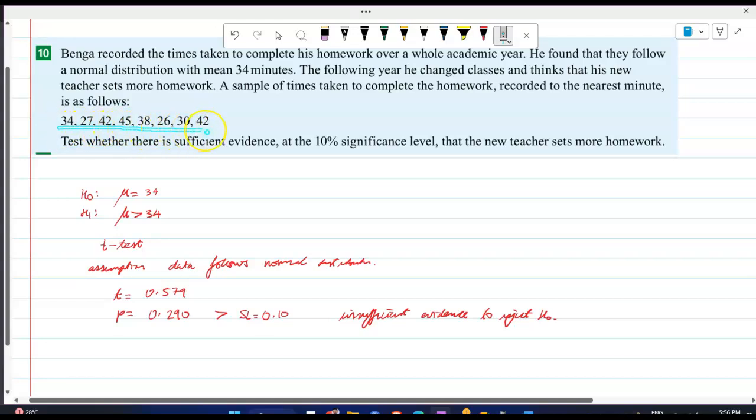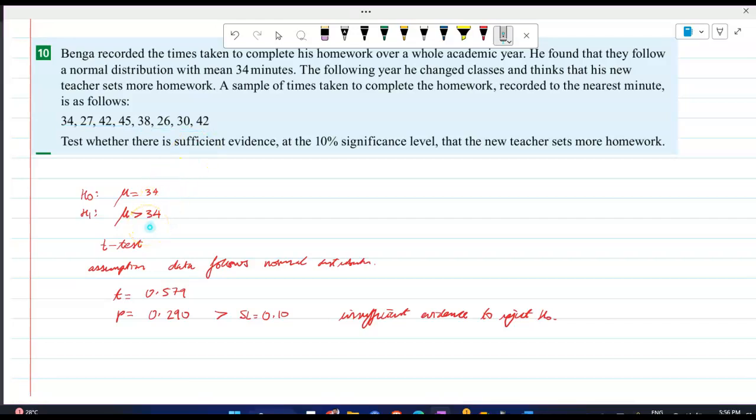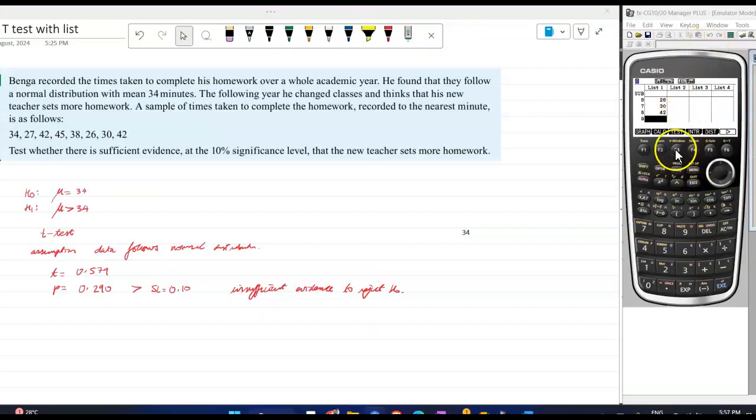You take the timings. Go to the list in the calculator and put all the timings in the list. Then you go to test, go to t-test, and you have to do one sample t-test. Now you take the variable, list one. Now mu is not equal to mu naught, but my mu is greater than mu naught, so I have to take the greater than sign. And what is the mu naught value? 34. So you put that 34, and list one.